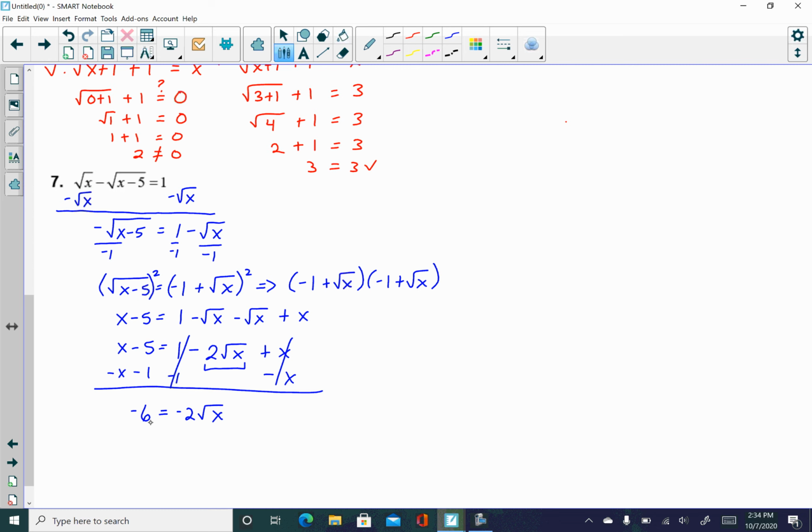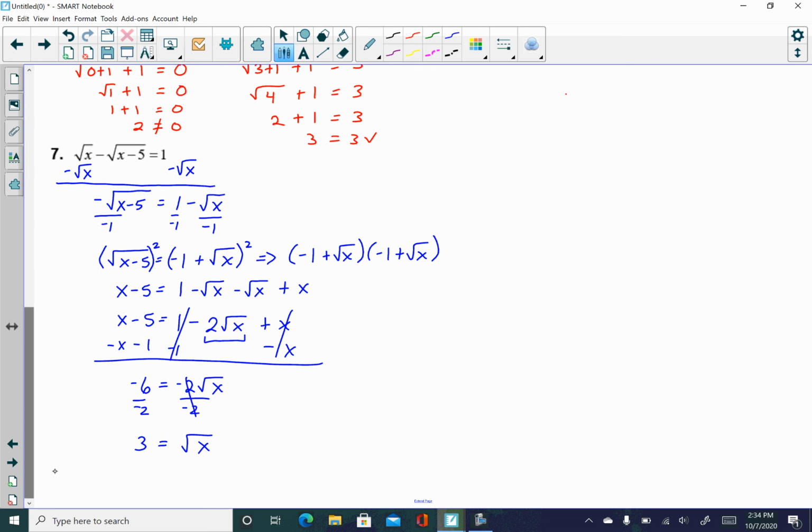Next step, to get this x all by itself, divide by -2. So I have square root of x equals +3. Last step, get x all by itself, square both sides. 3 squared, of course, is 9. Square root of x squared is just x. So x equals 9. Let's do our check to see if 9 really is a solution.